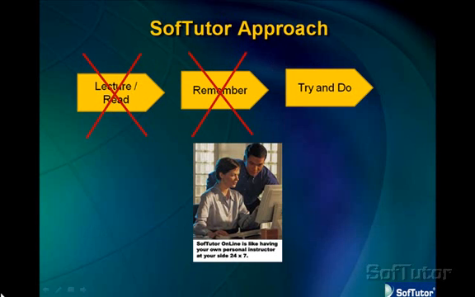Traditional training is done in 3 steps: lecture, read, remember, then try later. With SofTutor, we combine step 1, lecture, with step 3, try and do, into one step that we call try it now. SofTutor reduces the time that it takes to learn by bringing the teacher to the desktop in a format that allows the user to try it now.